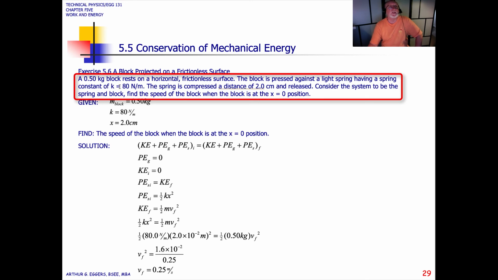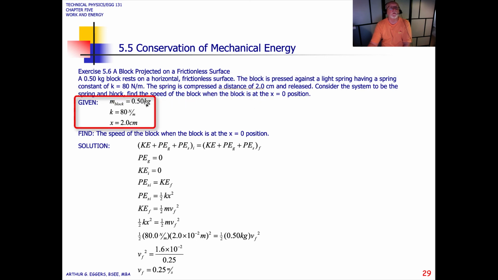Having a spring constant, though, of k equal to 80 newtons per meter. Write that down. k is equal to a value, newtons per meter. Okay, so that may be a conversion you're going to need later. The spring is compressed to a distance of 2 centimeters and released. Consider the system to be the spring and the block. Find the speed of the block when the block is at x equal to 0. So from the problem, we're able to glean the mass of the block, the spring constant, and the distance.